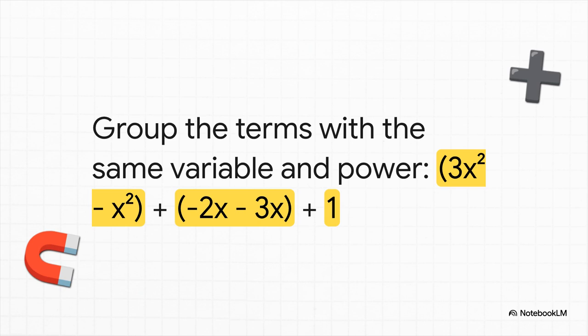Okay, now for the fun part, sorting everything out. We're just going to group all our buddies together. We'll grab the x squared terms, that's 3x squared and negative x squared. Then we grab our plain x terms, that's negative 2x and negative 3x. And that little number 1, the constant, well, it's just hanging out by itself.